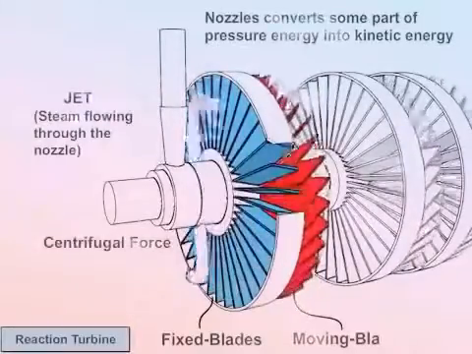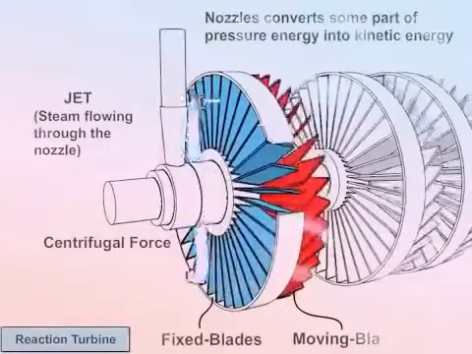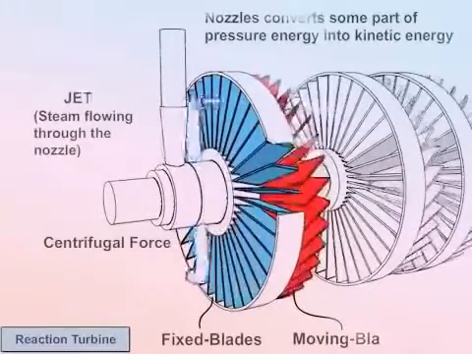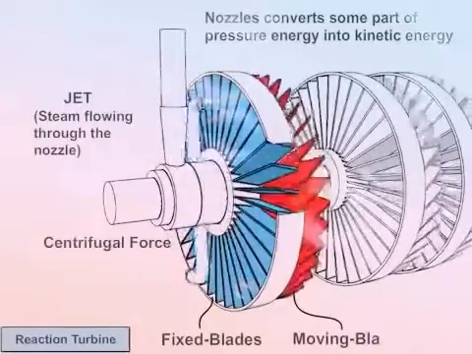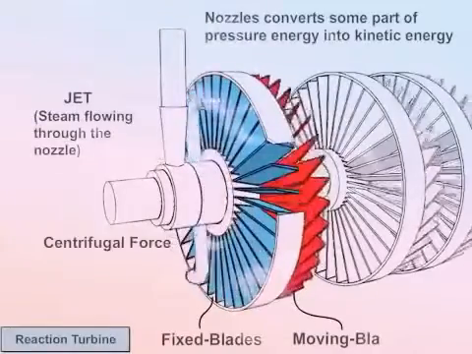The steam molecules exert force on the blades, and this causes the turbine runner and shaft to rotate. This shaft is also connected with the generator. Therefore, generator rotates and the electricity is produced.